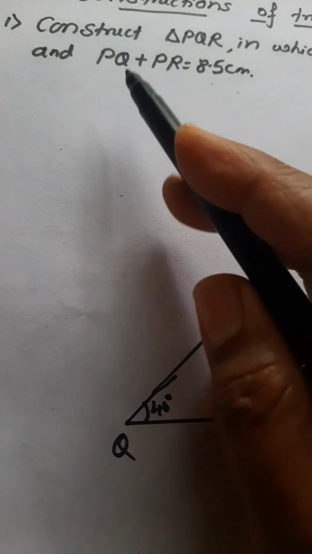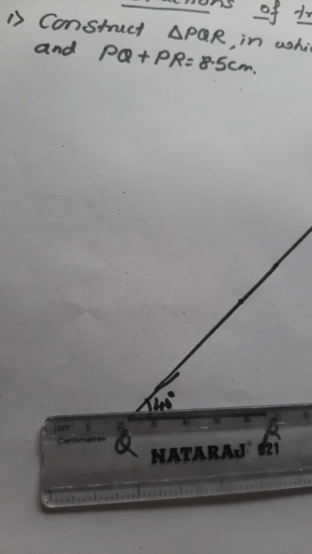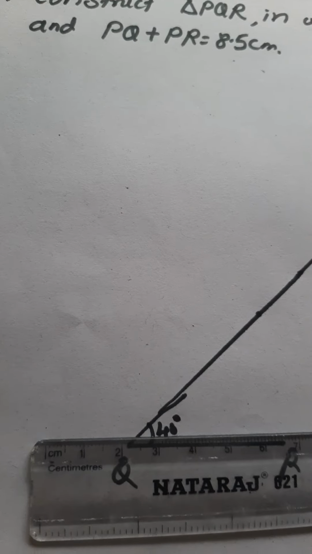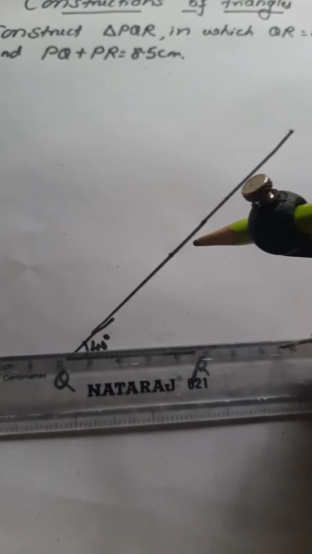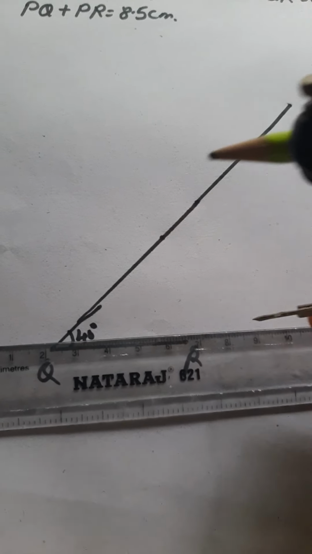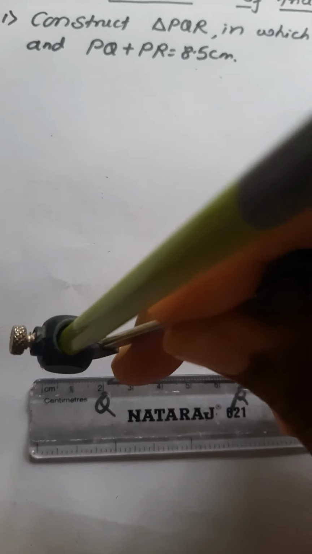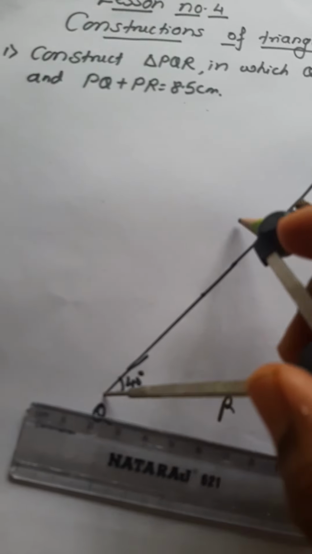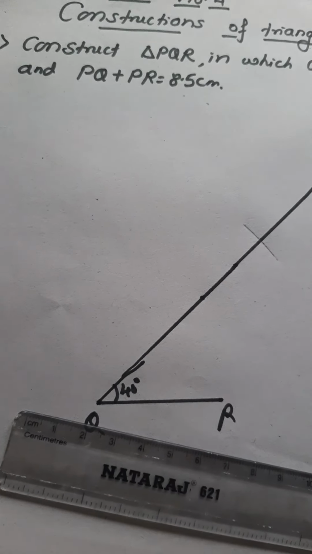Now it is given that PQ plus PR is equal to 8.5 centimeter. Take this scale and measure 8.5 centimeter. See here, I have taken 8.5 centimeter till here. Now you will make the arc from Q on this line which is 8.5 centimeter.